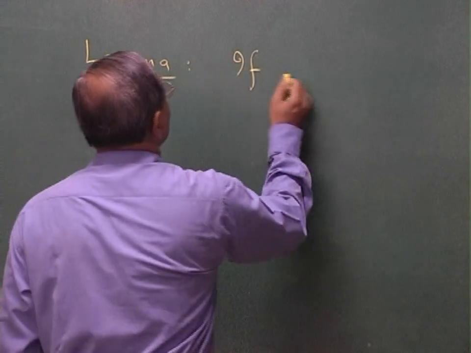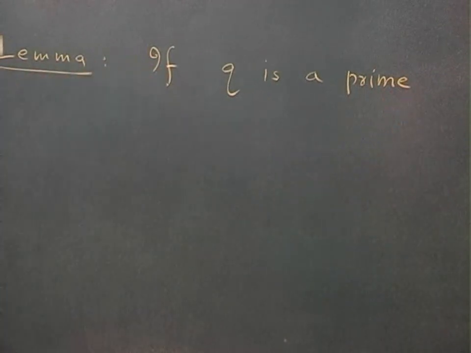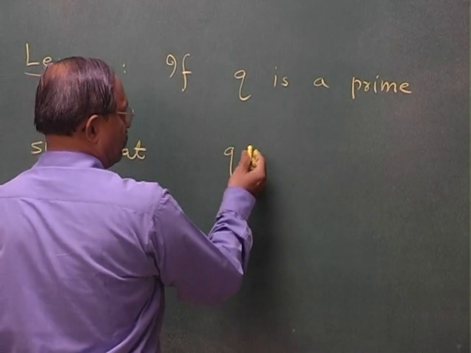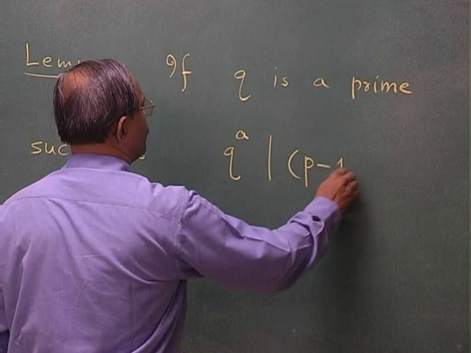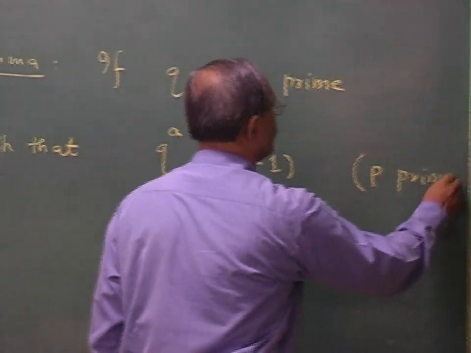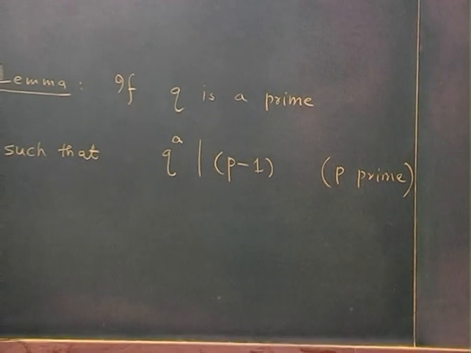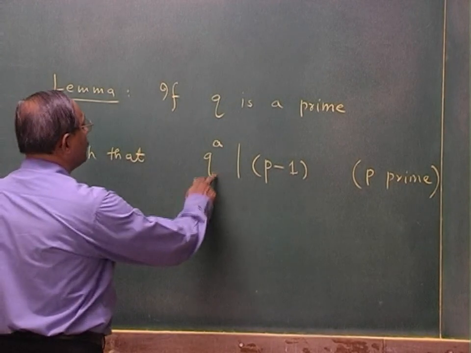So we shall have the following lemma. If Q is a prime such that Q raised to A divides p minus 1, where p is also assumed to be prime, then there is always a residue class whose order is Q raised to A.